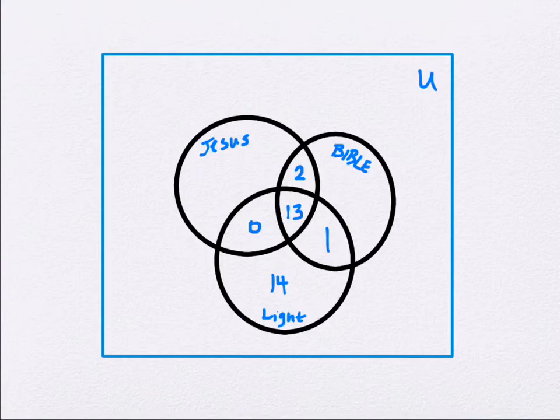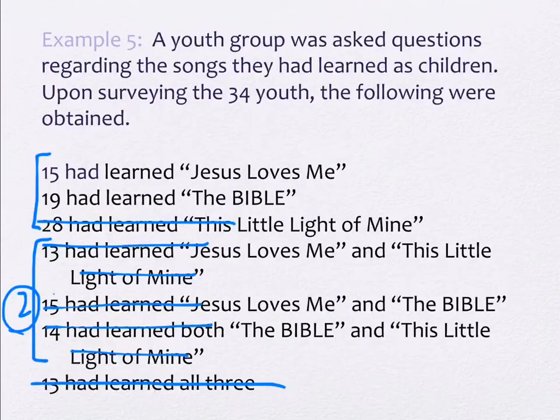19 had learned the B-I-B-L-E. All right, so the B-I-B-L-E is this circle right here. I've got 2, 13, and 1. What's that a total of? 16. And how many is it supposed to be? 19. So how many are missing? 3. So we'll have 3 on the outside here. That piece is done.